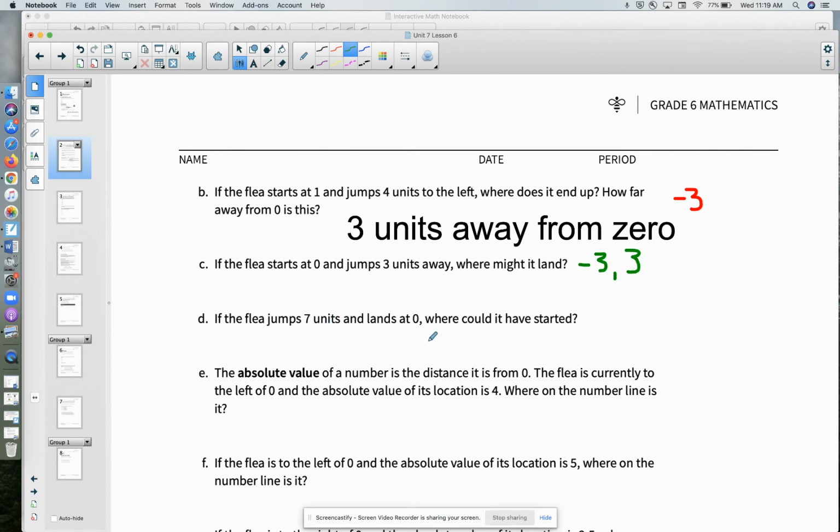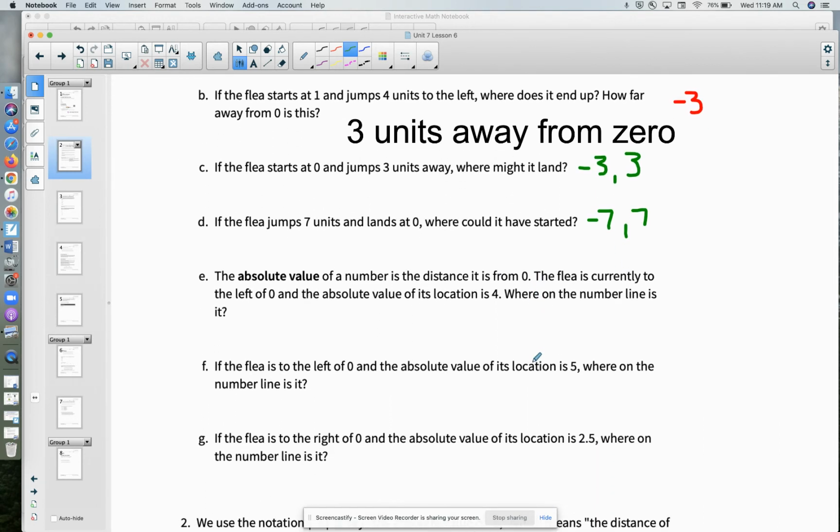If the flea jumps 7 units and landed at 0, where could it have started? So think about that. Pause it and think about it. When you're ready, unpause it. If the flea starts 7 units away and lands at 0, it could be negative 7, right? Negative 7, 7 units could land at 0. And it can also be positive 7. Positive 7 and 7 units can land at 0 too.